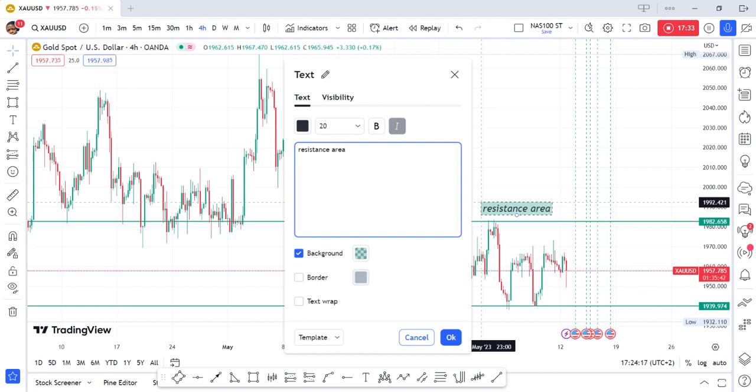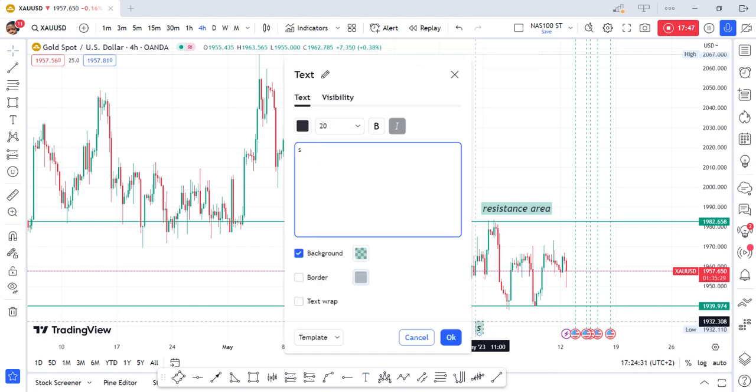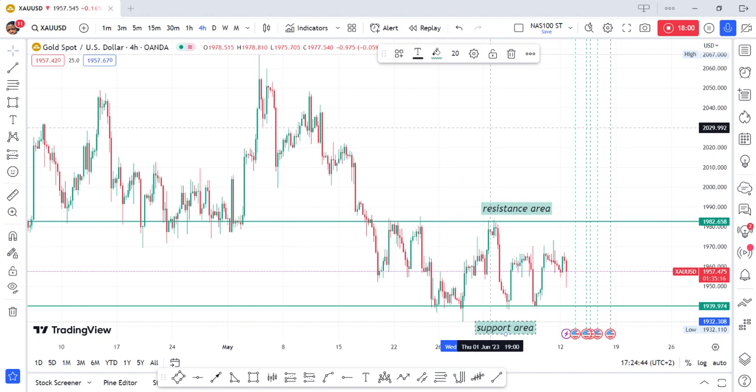Okay, so you just have to understand the older blocks are very important. In order for you to get the entries, you'll just have to understand the older blocks, the fair value gaps. This is the support area. As you can see, as simple as this, guys. So we'll be doing this for 3 years, or for 5 years, or for 20 years, or for 50 years. For free.